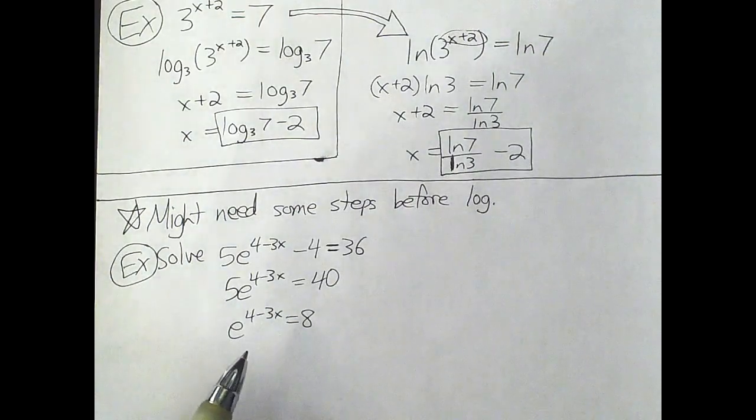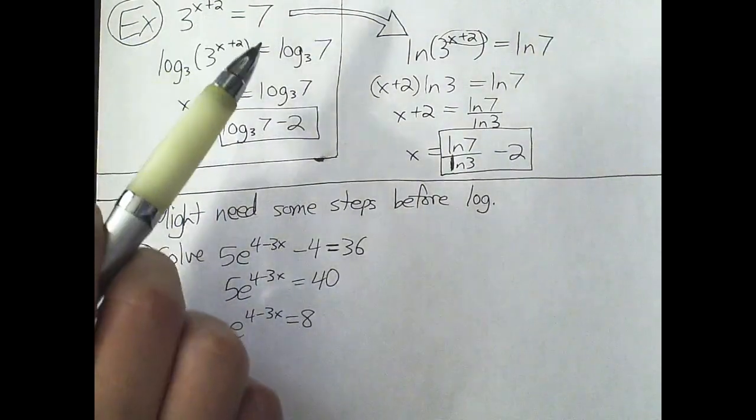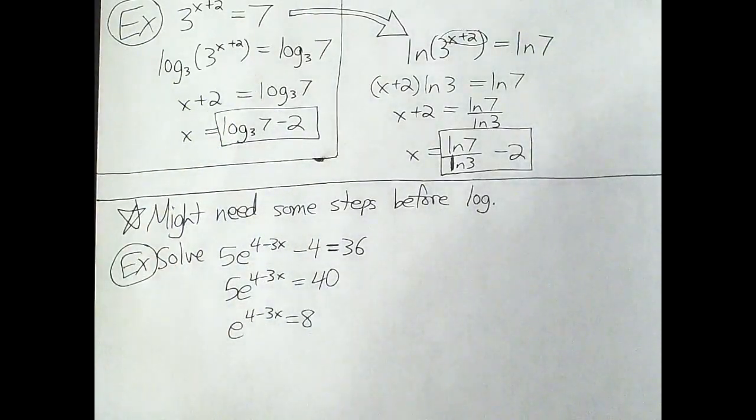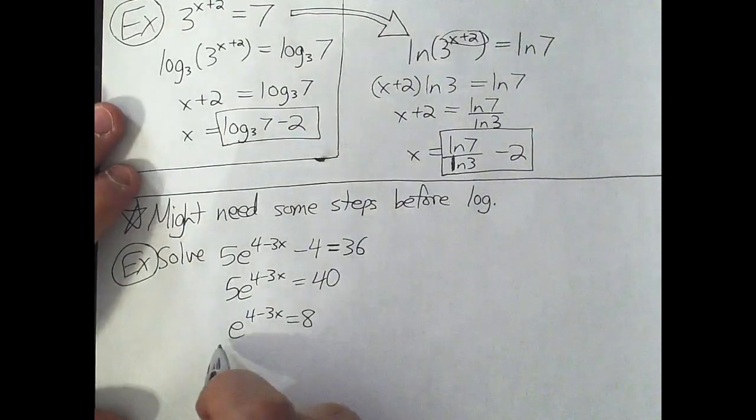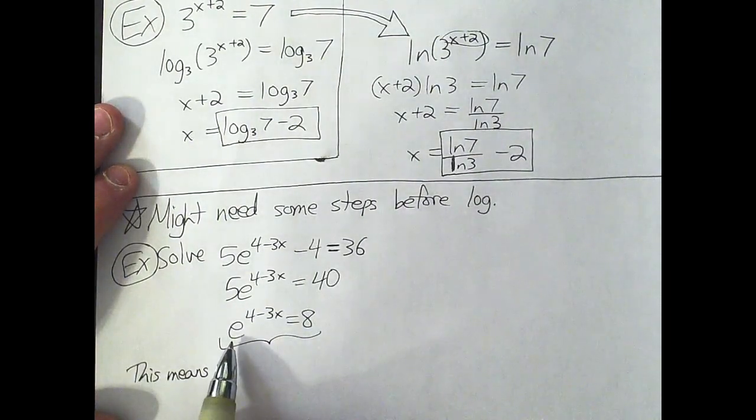Now it looks like one of those simple exponential equations, like 3 to the x plus 2 equals 7. We have e to the something equals 8. Now it's up to us. Do we want to do it the first way we talked about in this video, where we use the definition of log, or do we want to do it the second way, where we take a log of both sides? Really, it's up to you. I think I'm going to use the definition of log to say that this is equivalent to a logarithm with base e.